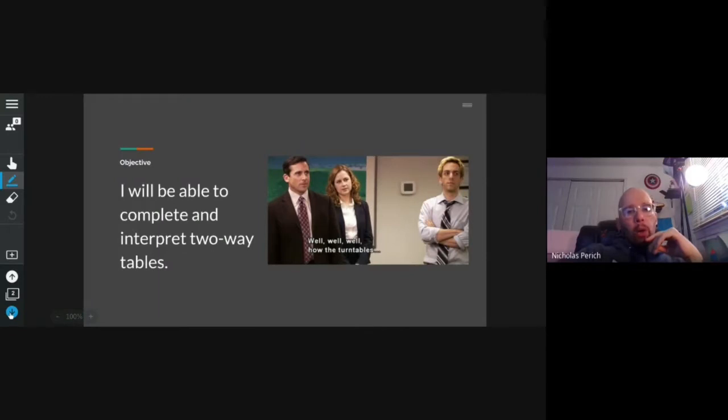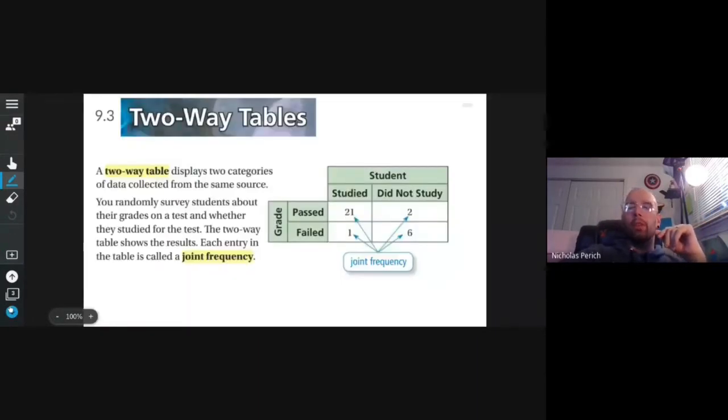I will be able to complete and interpret two-way tables. Of course, my favorite TV show of all time is The Office, and one of my favorite lines is he goes up to Charles and says, well, how the turntables... It's funny, but you guys are too young for The Office, unless there's a few. If you guys can like Friends, because it's trendy, you can like The Office.